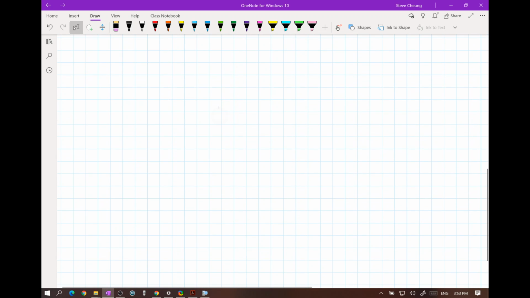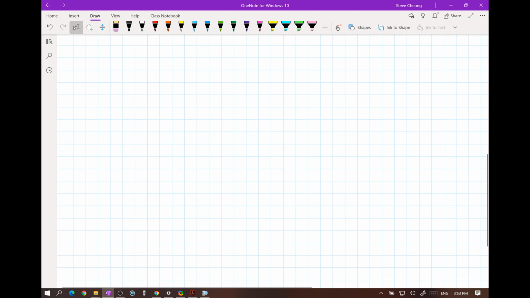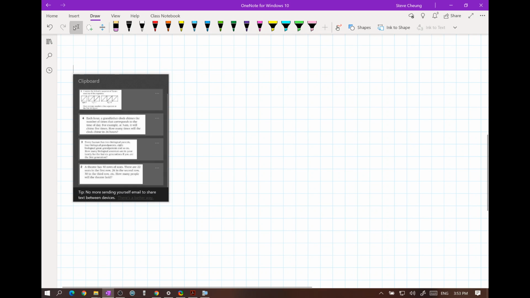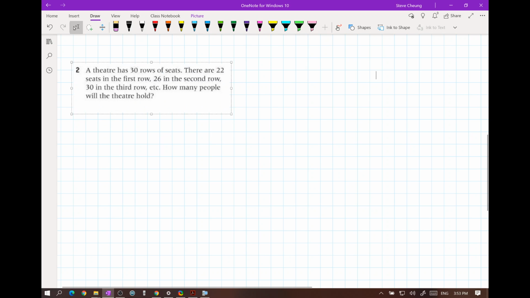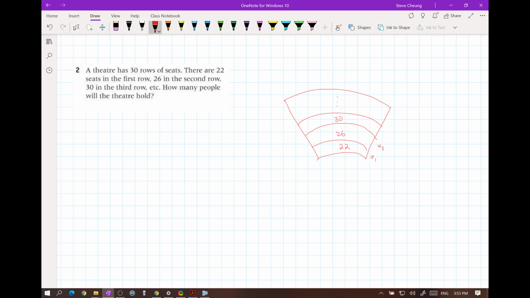Moving on to 2, let's see. So we have a theater with 30 rows of seats. It looks like the fan shape here, right? So with the theater, let's start off with 22, 26, 30, and so on. There will be 30 of these rows.